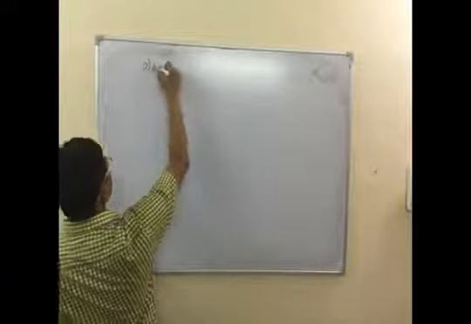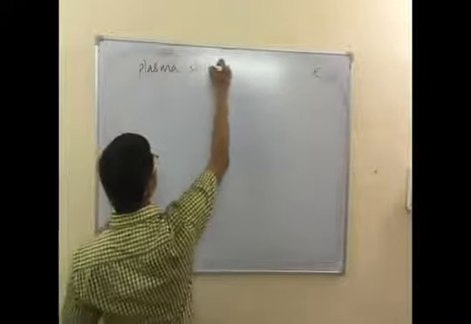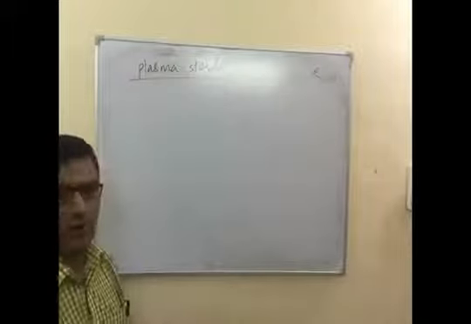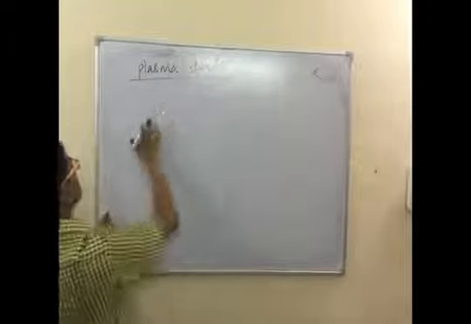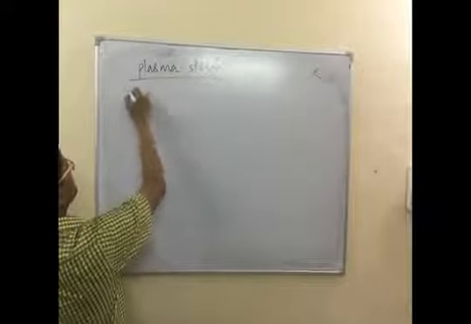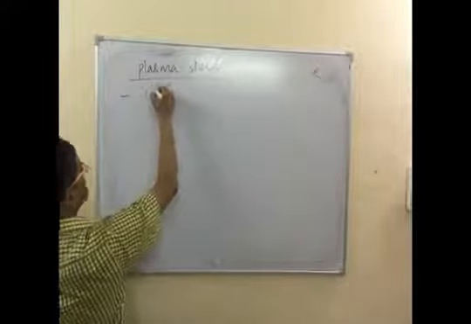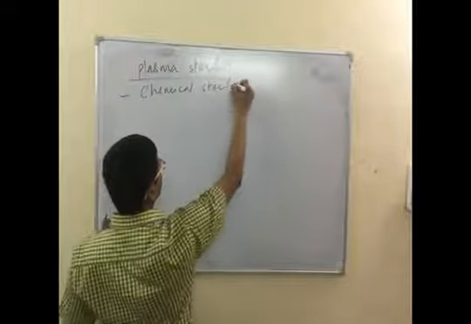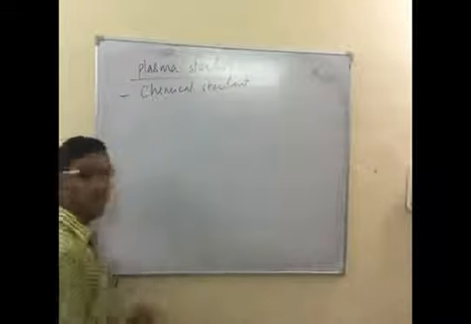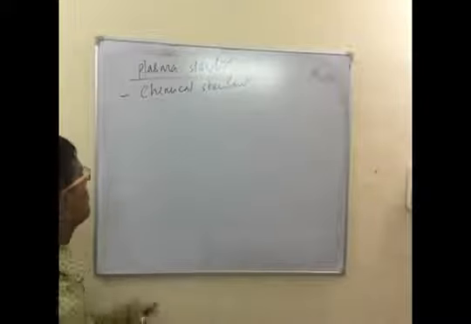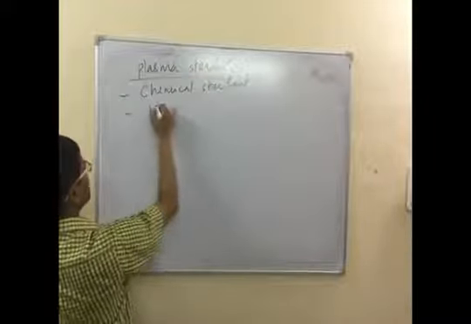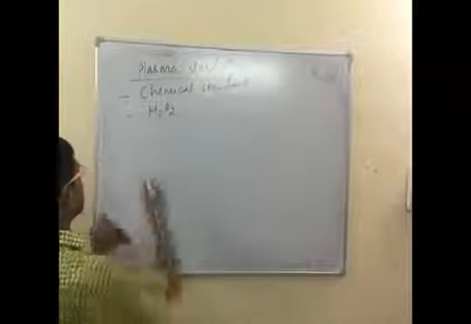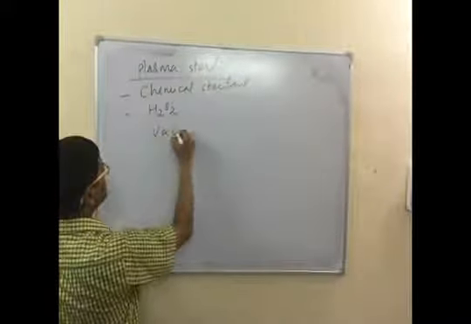Something about plasma sterilization. This is something they ask. For plasma sterilization, there are 3 to 4 important components which you need to remember. This is again a process which will achieve chemical sterilization. I mean, it is an example of chemical sterilization. It can kill all the vegetative structures including the spores. And here hydrogen peroxide is used as a disinfectant. And the medium needs to be vacuumed.